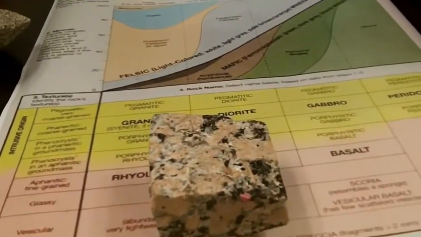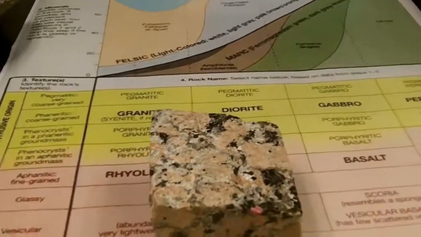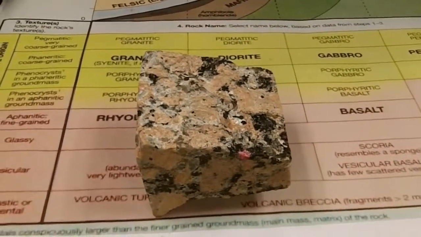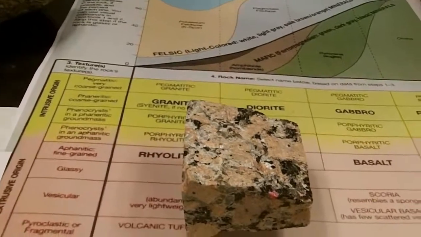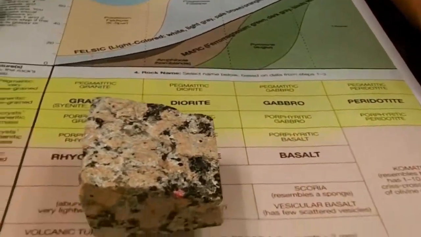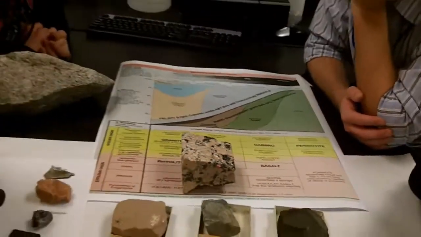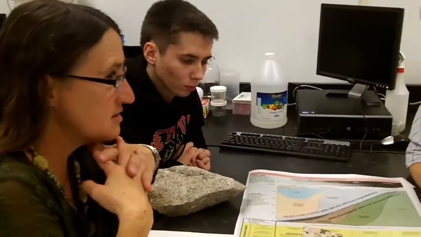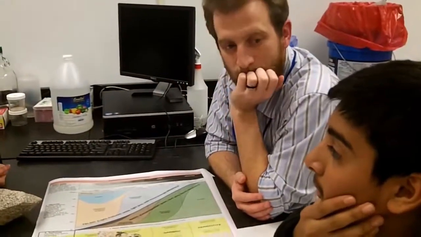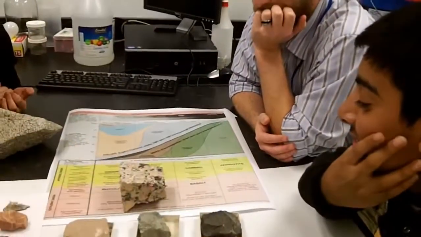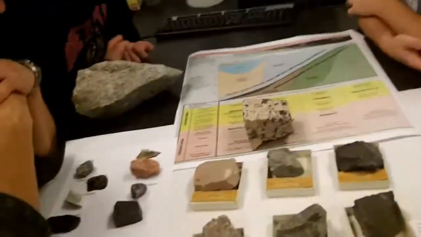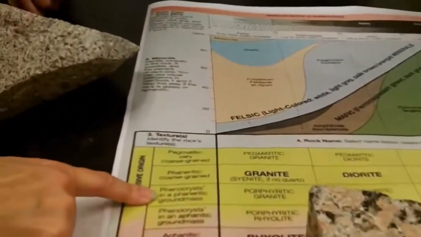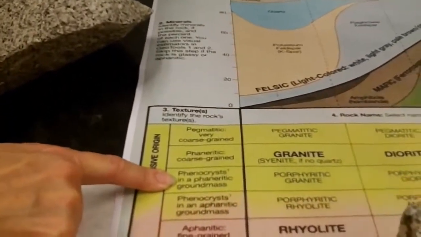Phaneritic. Well, let's ask ourselves this. Are the crystals big enough to identify without a microscope? Yes. Are the crystals all the same size? No. Okay, so if they're big enough to identify, it's phaneritic, and if they aren't the same size, it's porphyritic. So it's porphyritic and phaneritic. That's going to put us right here, phenocryst in a phaneritic ground mass.